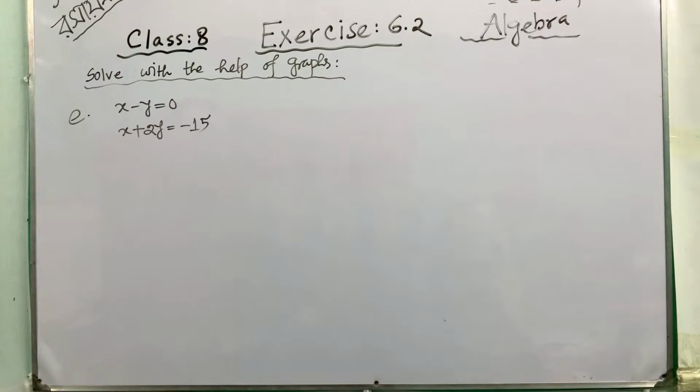Okay, so I have x minus y equal to 0 and x plus 2y equal to minus 15. I have two equations. Now I'm going to draw this. So usually what you do is that you will have a graph paper in your examination, and you draw two lines on that graph. So I'm going to imitate that graph here. I have this scale, so I'm going to use the scale.